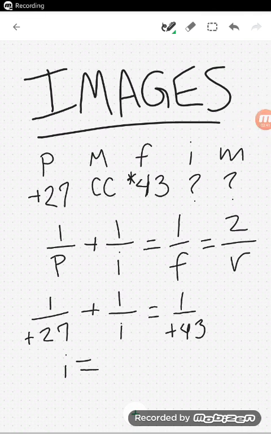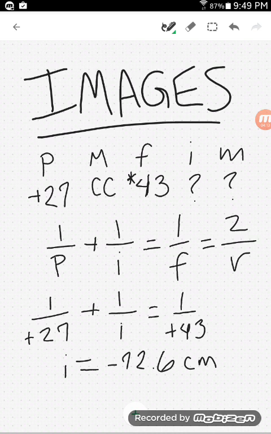sorry guys, my pen froze for a second. I is going to be equal to negative 72.6. I apologize for my handwriting, guys, too. I don't exactly have the best technology for this. Anyway, so that will be negative 72.6 centimeters. That is our image distance.